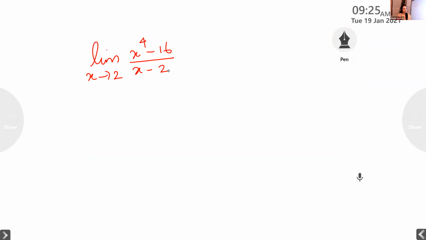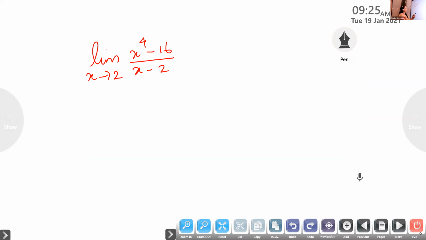How to do this one? x raised to 4 minus 16 by x minus 2. We can write this as limit extending to 2, x raised to 4 minus 16, you can write this as 2 raised to 4, by x minus 2. Is it? And what is the identity? Which identity can we use here? Karthik, can you give the identity? A square minus B square. Okay, that way also you can do.